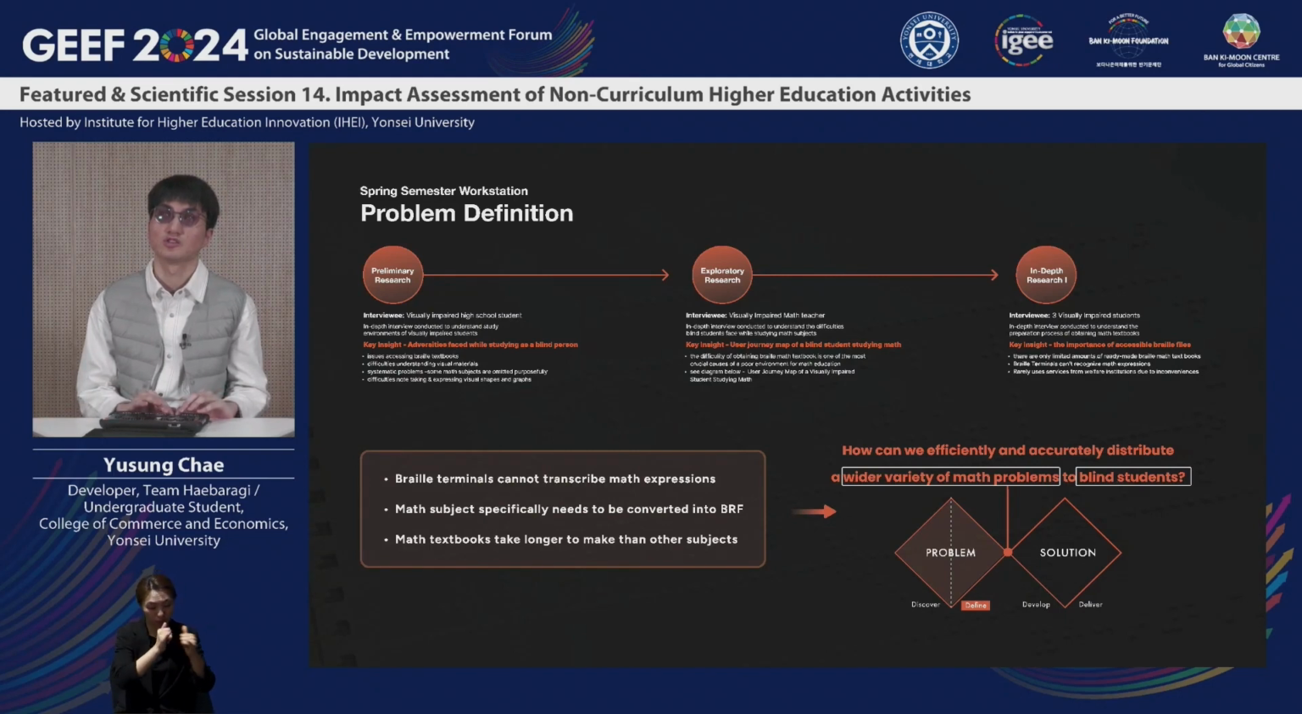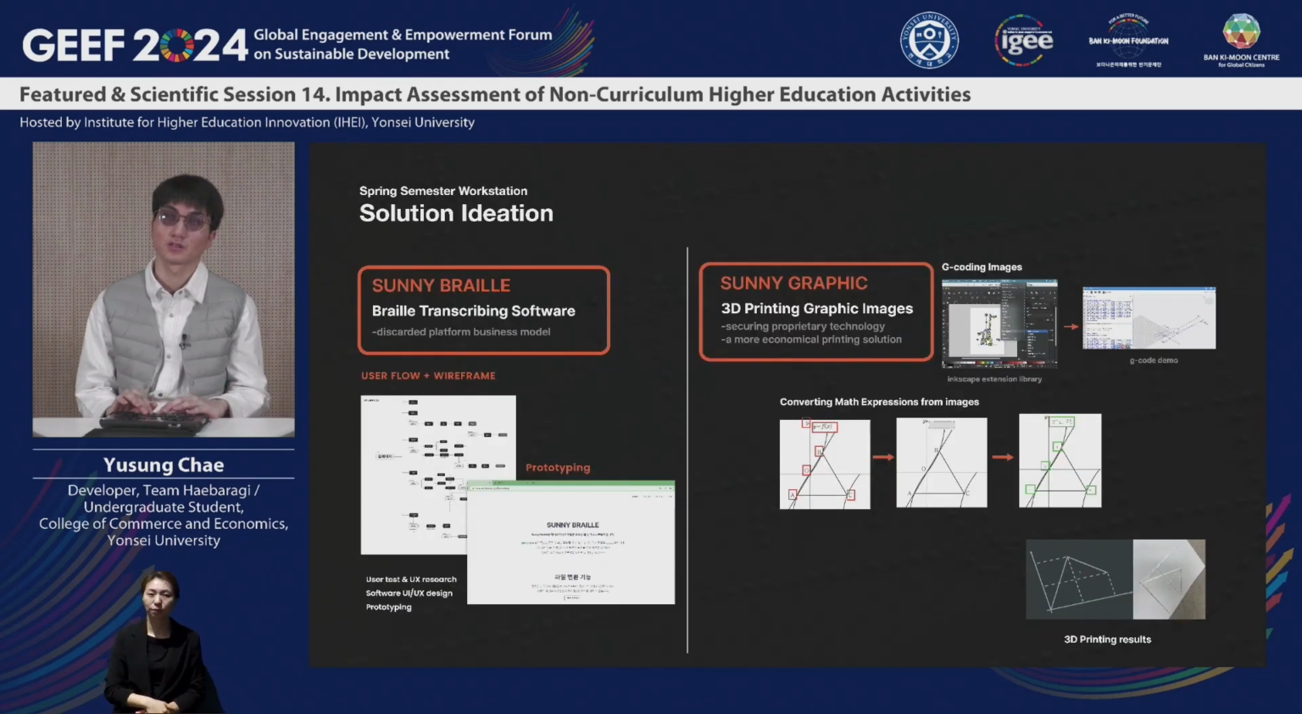For the third interview, we came up with the final problem definition. We thought about how to quickly and accurately distribute math textbooks to students with visual impairment, and so we started to think about the possible solutions. Our team came up with 2 solutions. One is Sunny Braille, a service that automatically transcribes math problems into Braille, and the other solution is Sunny Graphic, a service that extracts only the graphic parts of math problems and creates tactile materials using a 3-dimensional printer.